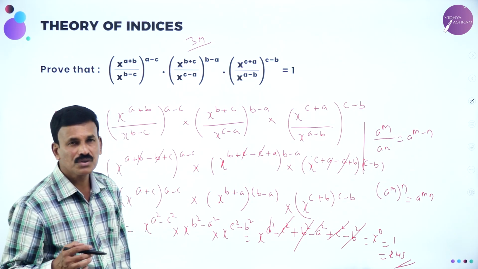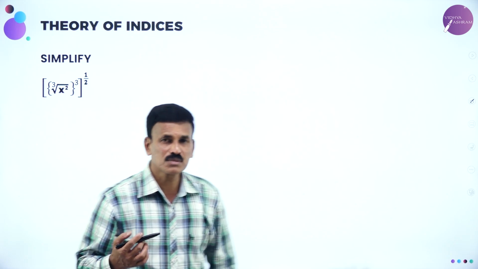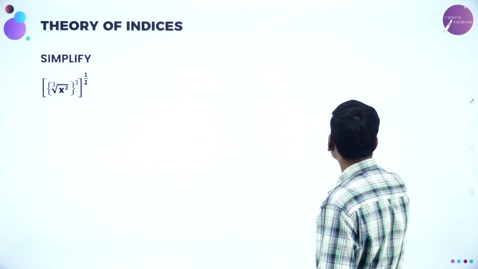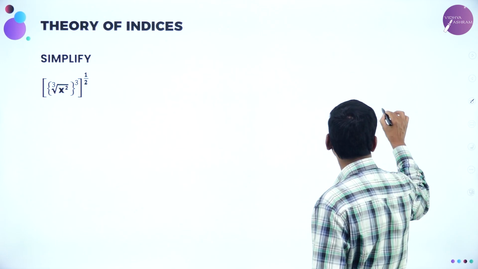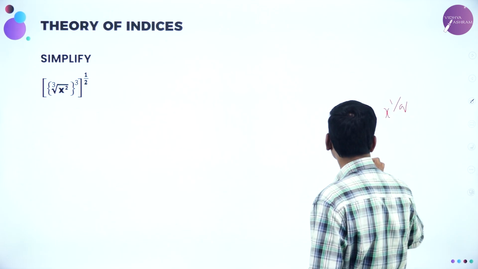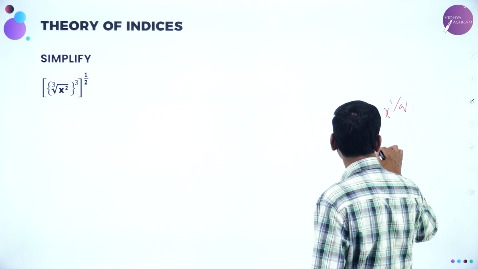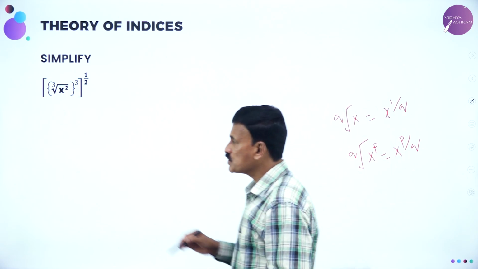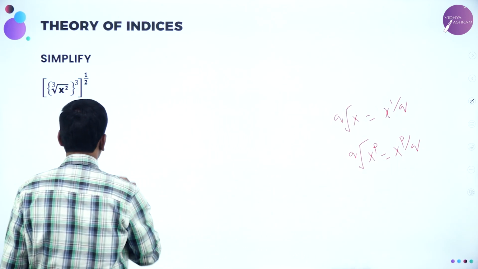That's it. Hope you followed. Now, let us come to the next problem. This is a very simple problem. As I already told you, cube root of x is nothing but x to the power of 1 by q. So, the qth root of x to the power of p is also equal to x to the power of p by q. So, based on this, we are going to simplify this.